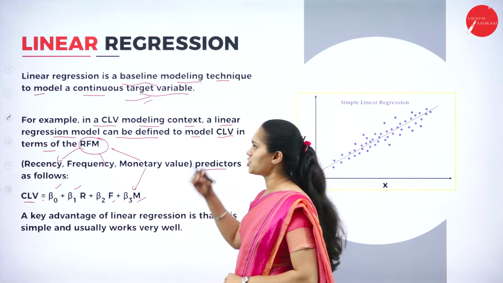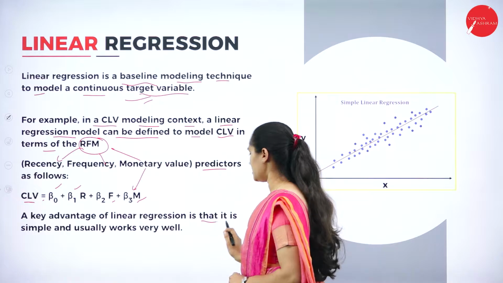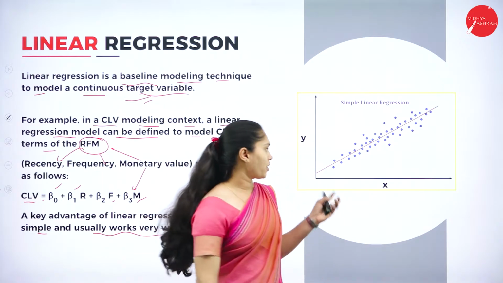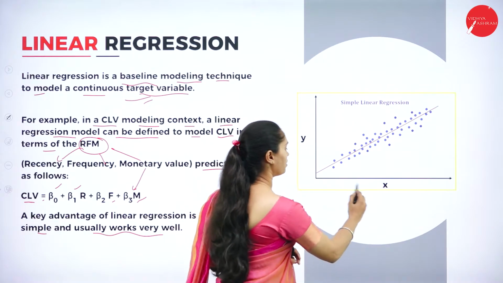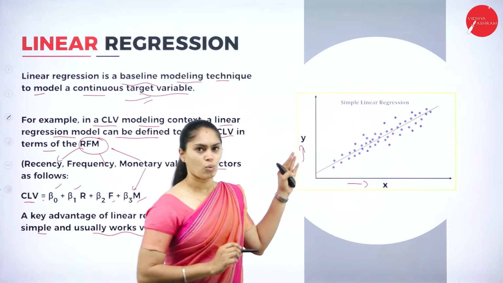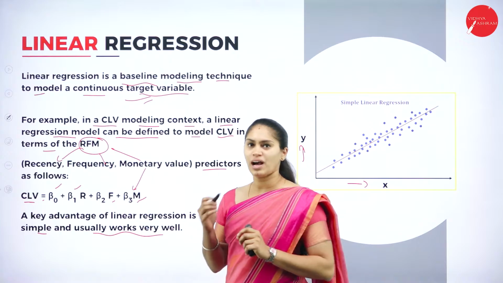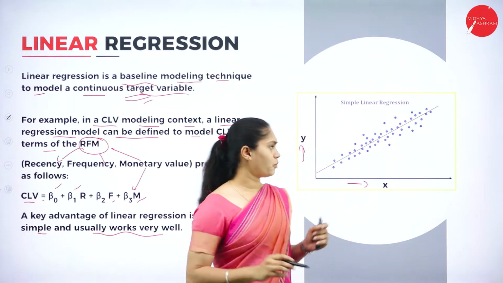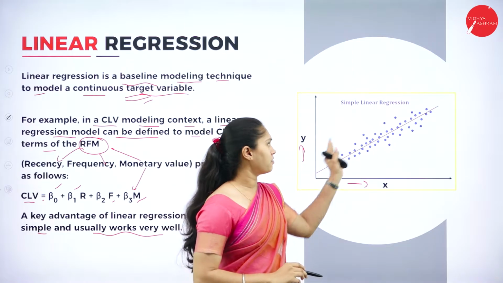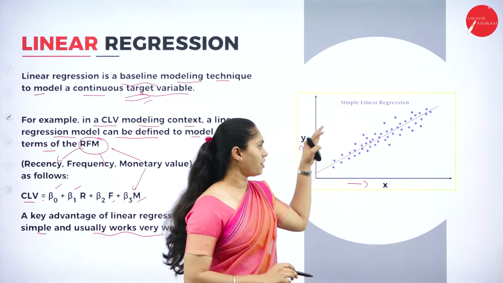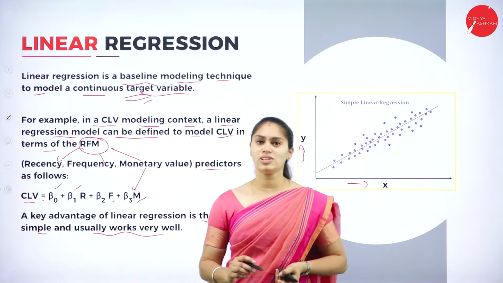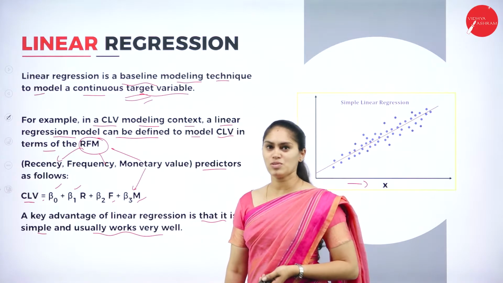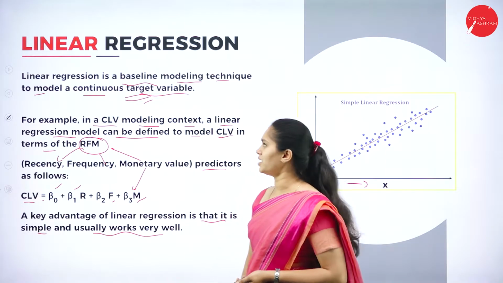What is the main advantage of linear regression? It is very simple to use and usually works very well. Here you can see a line in two dimensions, X and Y. Mainly we are going to model a continuous target variable, so the variables will be continuous in nature. We use the linear regression model to get the prediction of the target variable.